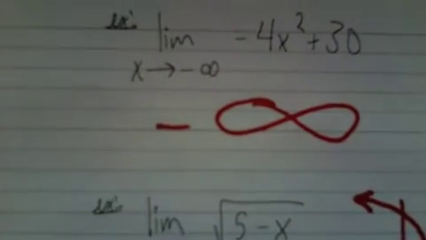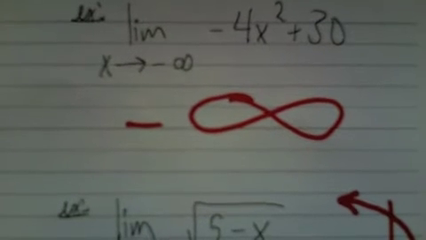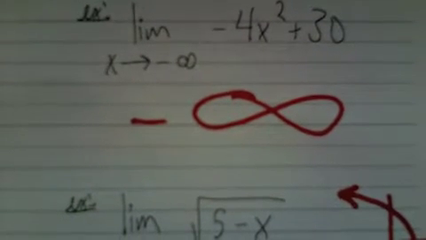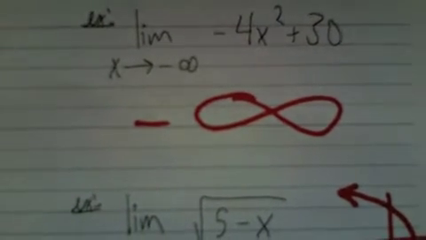Our second example is the limit as x is approaching negative infinity. And you plug it into that equation, put it in for the x squared, and you get negative infinity squared, which is going to make it positive infinity.